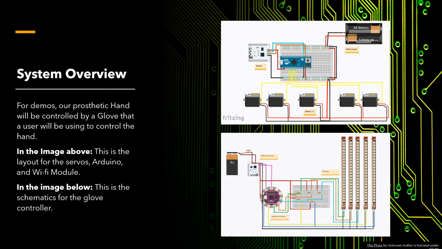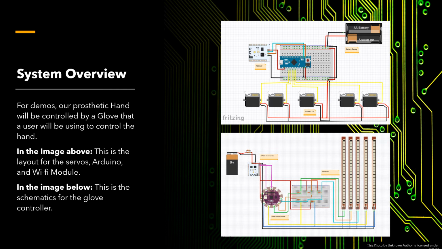So here's a brief system overview of what we're going to be designing in this class. On the top slide, that's going to be our prosthetic arm. We're going to be connecting an EGN4950C to an Arduino, and then this Arduino is going to be connected to 5 different servo motors, which are going to be our fingers.